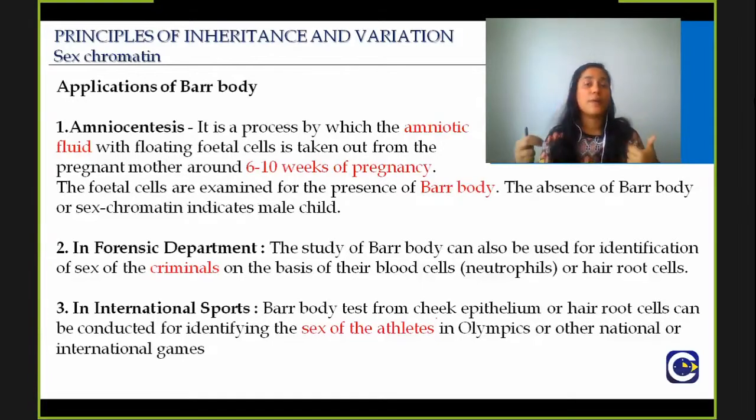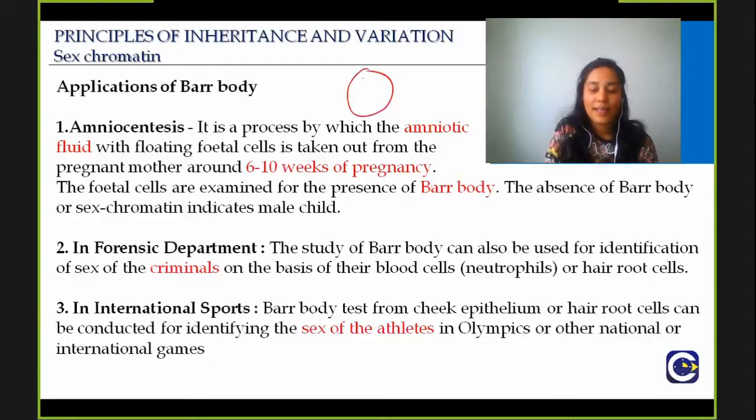Amniocentesis is a process by which you can determine the sex of the baby. What they do is they take the amniotic fluid and then they determine the sex of the baby. And how? By bar body. They see the cell. If they find this black thing close to the nucleus, then it is a bar body and then it is a female. And if there is no bar body, then it is a male.